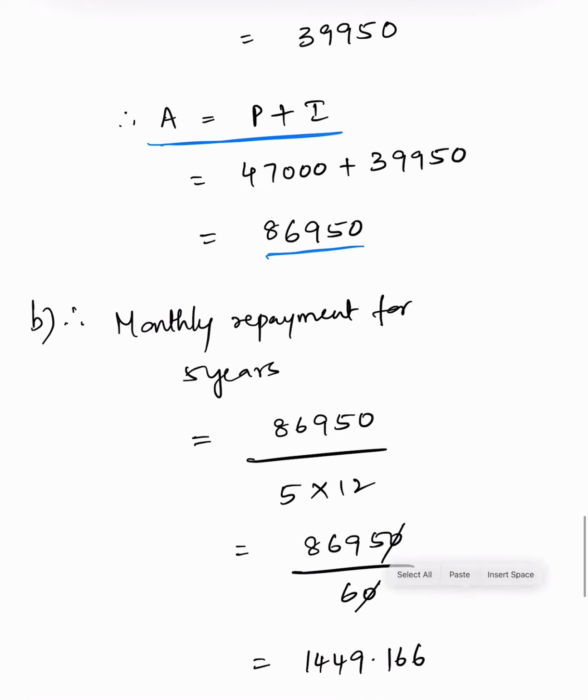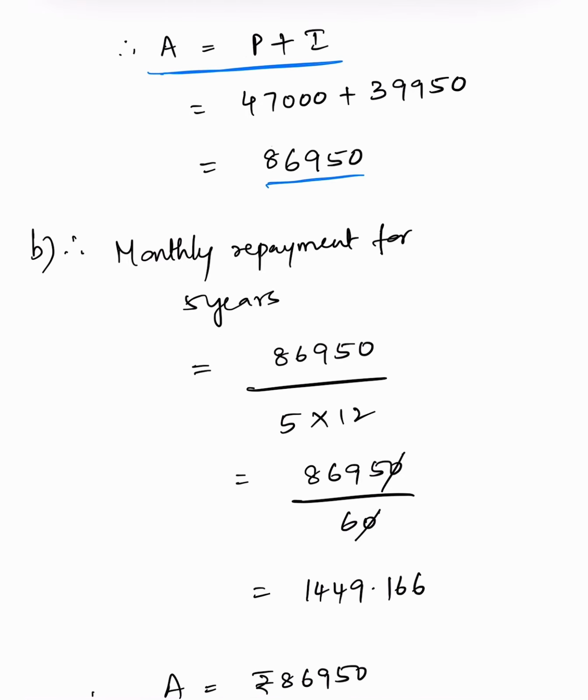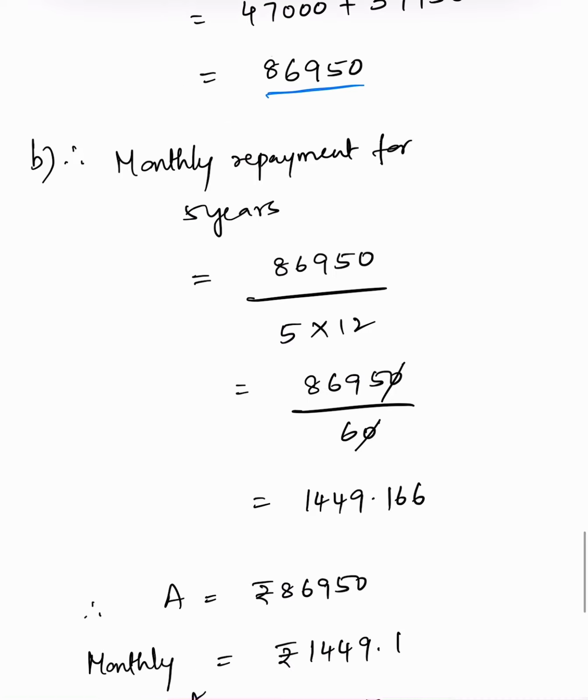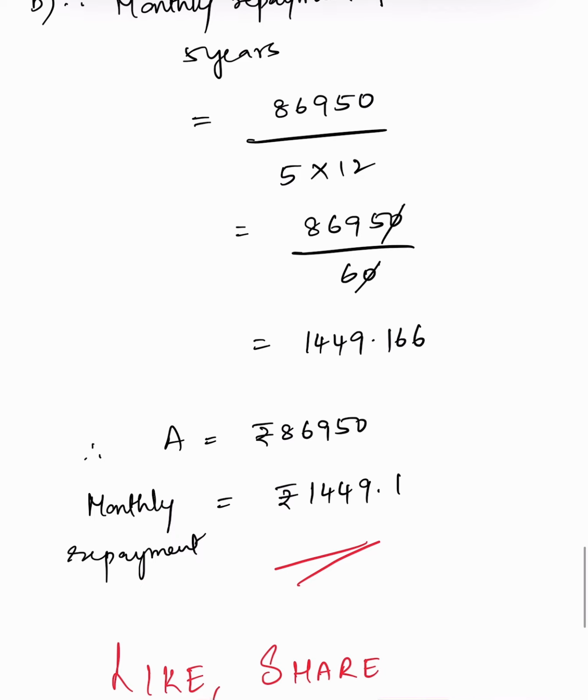So, what is the monthly repayment? This amount 86,950 has to be repaid in 5 years. 5 years means 5 into 12, that is 60 months. So, that is 86,950 by 60, which is equal to 1449.1. So, the amount to be repaid is rupees 86,950 and the monthly repayment will be rupees 1449.1.